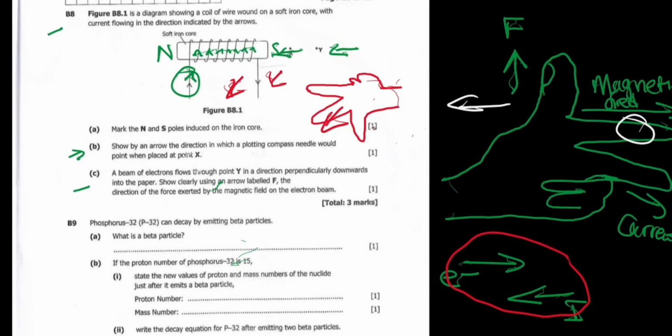And then the thumb going downwards is going to show the direction of the force exerted by the magnetic field on the electron beam. So that's basically what is going to happen. Here you have the direction of the magnetic field, here you have the direction of current, and here you have the direction of force. So you can clearly see that the force is going to go in this direction. So this is going to be force. That's how you show the direction of force and the direction of magnetic fields. Make sure you understand the principles of Fleming's left hand rule and right hand grip rule.